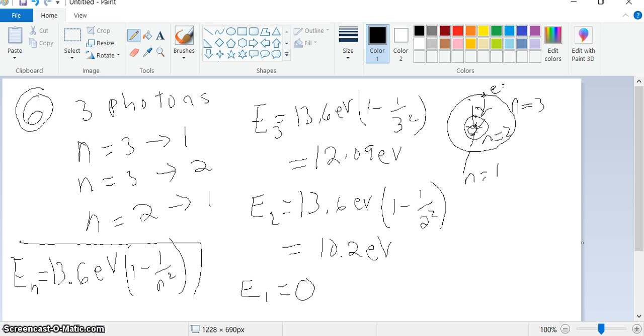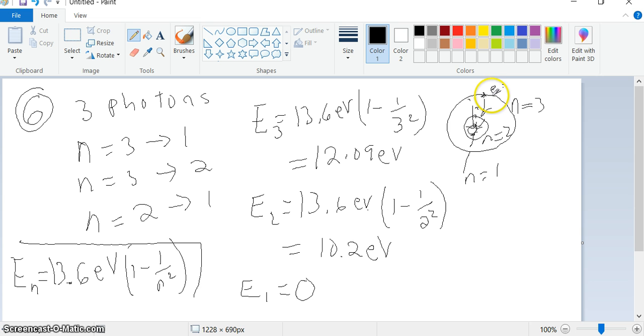Okay, so really the wavelengths are the challenging part. All right, so for the first part of this question, I've drawn a diagram. It's not very clear, but the outer circle represents n equals 3. The next circle is n equals 2, and then the inner one is n equals 1, the ground state.